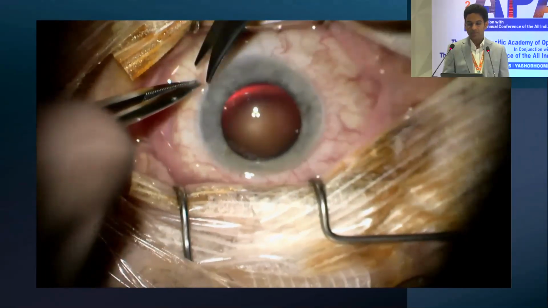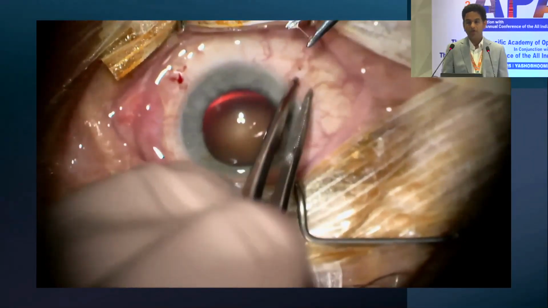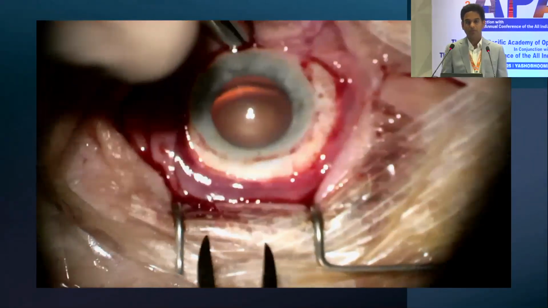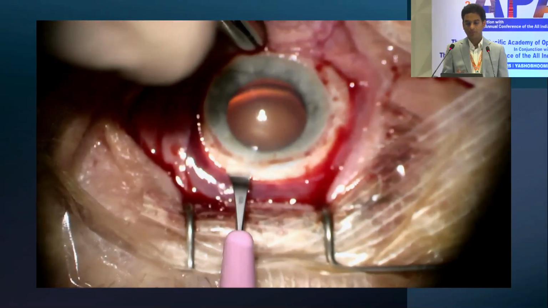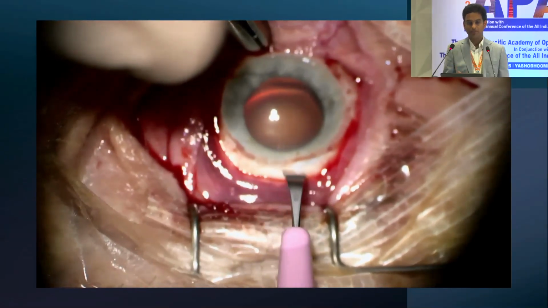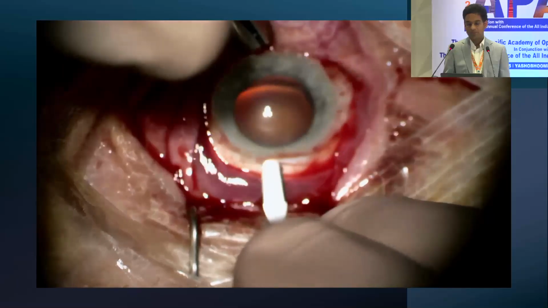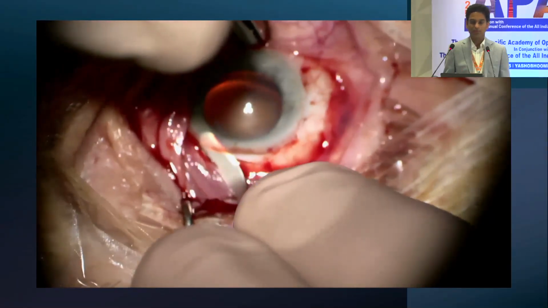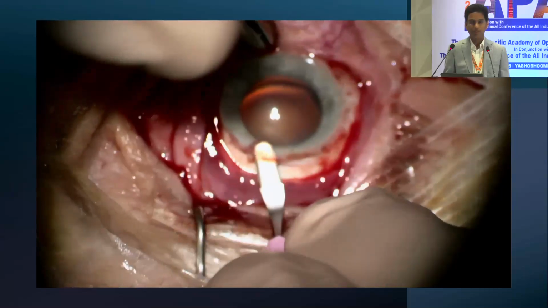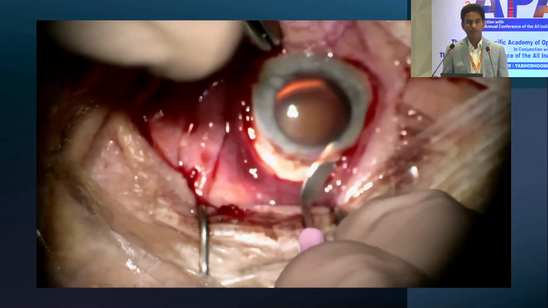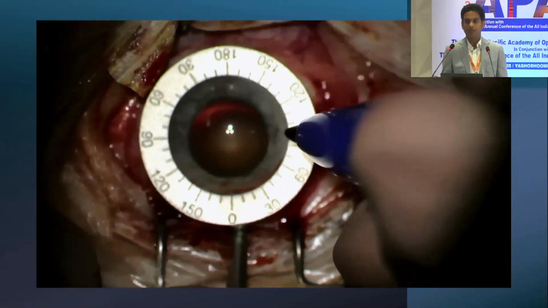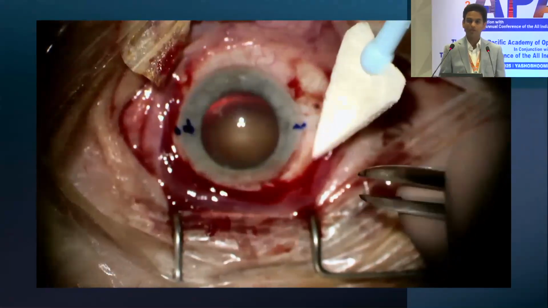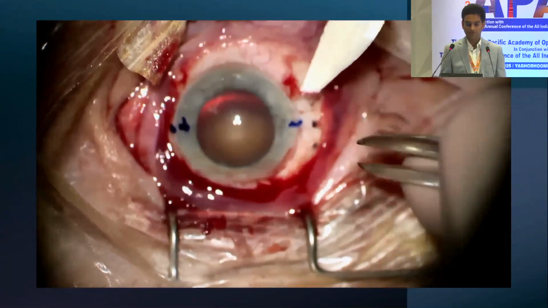So here, because it is more than 8 clock hours of zonular dialysis, I've decided to do, you can see the lens tilting down into the vitreous. And I thought to myself, rather than doing that, I'm going to do what I'm most comfortable with. I'm just going to remove the whole lens, do vitrectomy and scleral fixate a new lens, or you can even put an AC IOL depending on the surgery that you're more comfortable with.